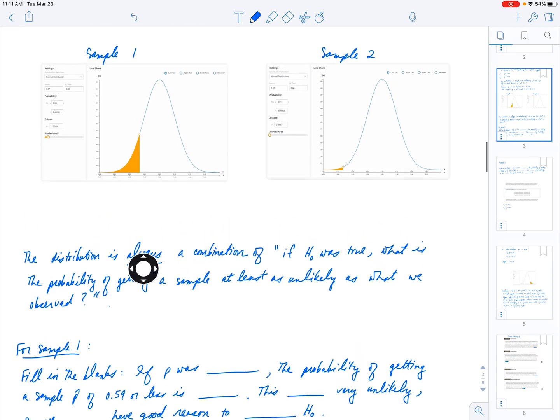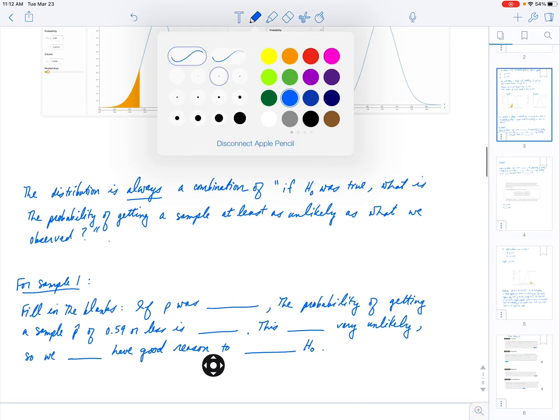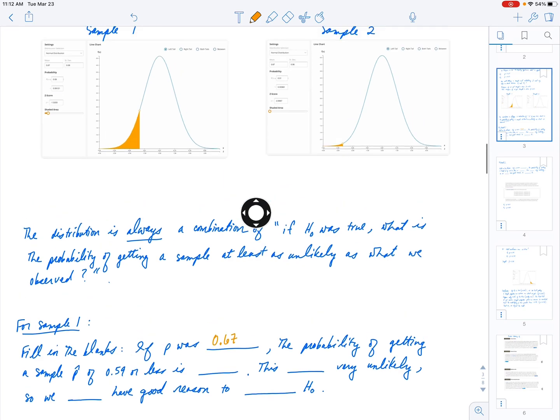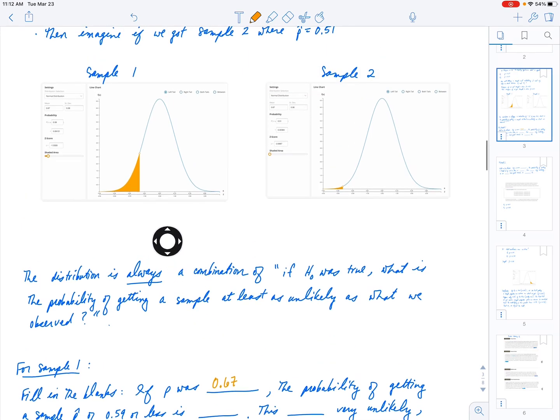Now, I wanted to point out here that the distribution is always a combination of these two ideas. If H naught was true, because H naught being true is always what centers your sampling distribution, what is the probability of getting a sample at least as unlikely as what we observed? That's the logic. So for sample 1, let's fill in the blanks. If P was 0.67, and that doesn't change because that's my assumption, I see from this graph the probability of getting a sample proportion of 0.59 or less is, what's that probability?